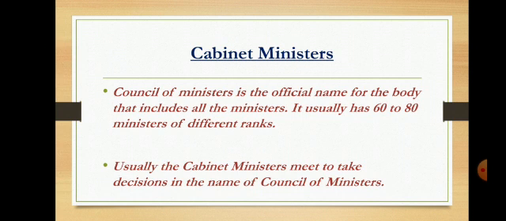Cabinet ministers. Who are cabinet ministers? Cabinet ministers are usually top-level leaders of the ruling party. Council of Ministers is the official name for the body that includes all the ministers. It usually has 60 to 80 ministers of different ranks. Usually, the cabinet ministers meet to take the decisions in the name of Council of Ministers.